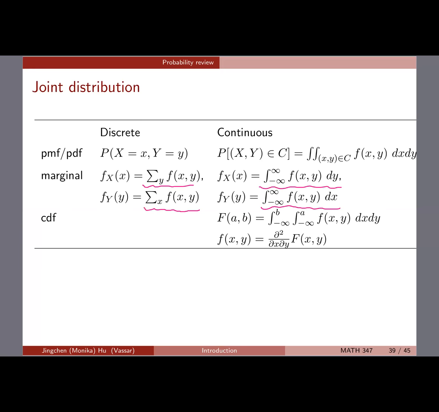So for example, for the discrete case, if you know the joint of X and Y, in order to get the marginal of X, you're summing out all of the Y, okay? And for Y as well, you do it vice versa. And for a continuous case, you're just integrating out, okay? So if you have the joint density f_XY and you integrate out Y, then you will get the marginal of X, okay? And the same for Y. I think those are important to note at the beginning so you know what we're doing later.